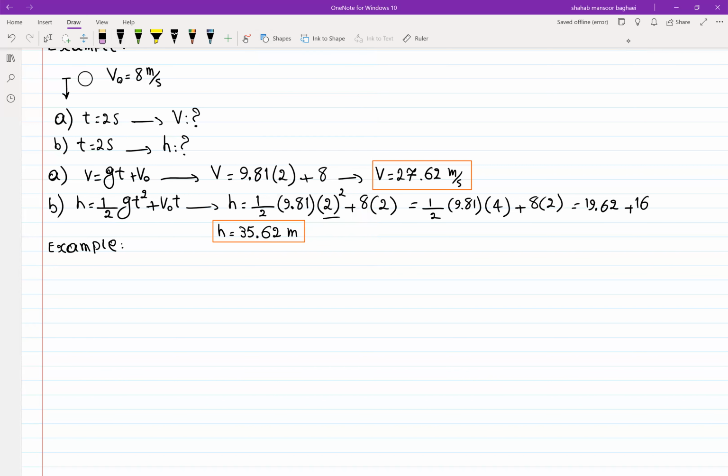Here's a particle or falling object. It is released from a specific height. Part A. What is the velocity of your particle after 5 seconds? What is V? Part B. At t equal to 5 seconds, what is height?